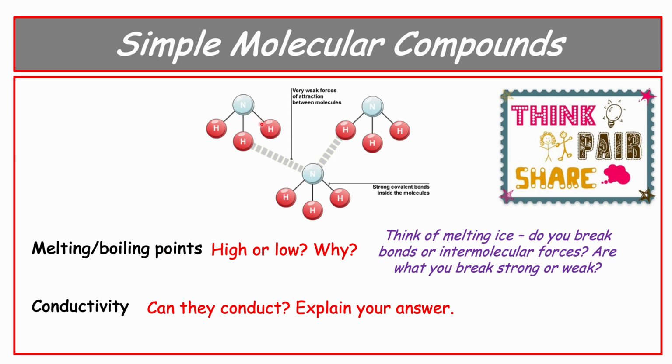So we can never break these strong covalent bonds inside a molecule when we melt or boil them. They are too strong and would require too much energy. Think about a kettle. There's no way the kettle has enough energy to break hydrogen and oxygen apart. All we are doing when we melt and boil a simple covalent compound is we break the weak intermolecular force of attraction between molecules. So a kettle will break the attraction between the different water molecules.